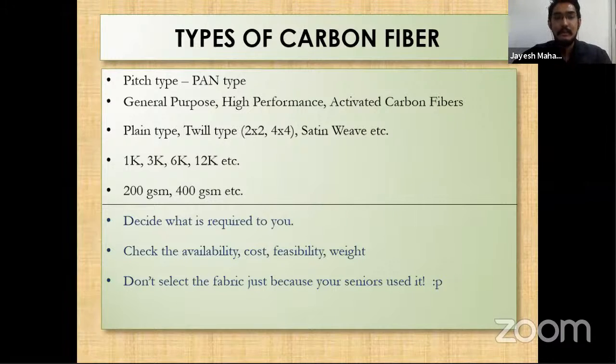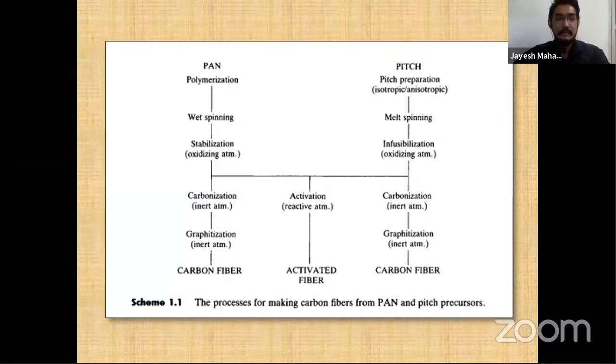So let us understand what is pitch type and PAN type. This is from a book called Carbon Fiber Composites, and it's a wonderful book. You should go through it. This is a simple representation. You can see PAN polymerization goes through wet spinning, then stabilization, that is the oxidizing process, then carbonization in an inert atmosphere, graphitization, and then carbon fiber. Similarly, you can see it for pitch type. Basically, these are the two processes through which carbon fiber is made.